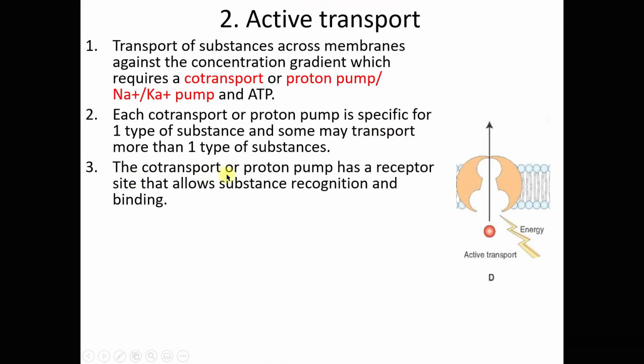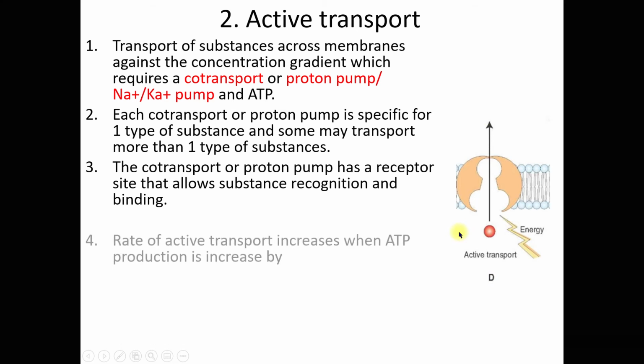Now, the core transport or protein pump has a receptor site that allows substance recognition and binding. It means, for example like this. This is a sodium ion pump. The sodium ion pump has a receptor site here that allows it to recognize the sodium ion, because the sodium ion pump only pumps or transports sodium ion into the cell or out from the cell.